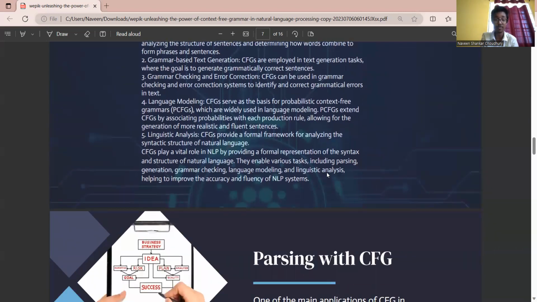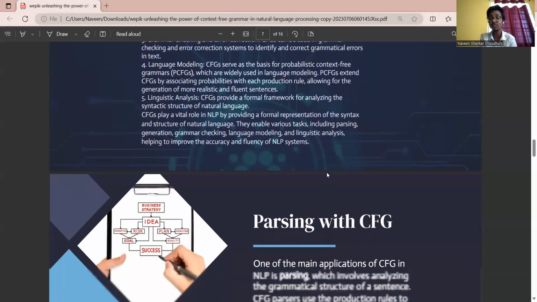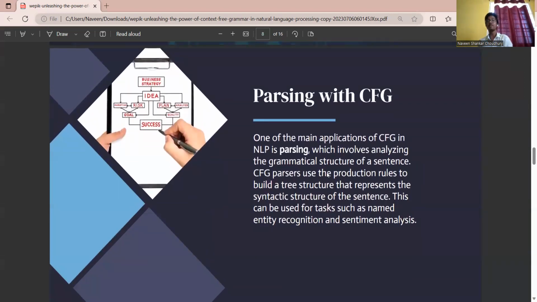Therefore, CFGs obviously play a very vital role in NLP by providing a formal representation of the syntax and structure of natural language. They enable various tasks, including parsing, generation, grammar checking, language modeling, and linguistic analysis, helping to improve the accuracy and fluency of NLP systems. Now, diving deep into parsing, which is one of the most prominent ways. One of the main applications of CFG in NLP is parsing, which involves analyzing the grammatical structure of a sentence. CFG parsers use the production rules to build a tree structure that represents the syntactic structure of the sentence.